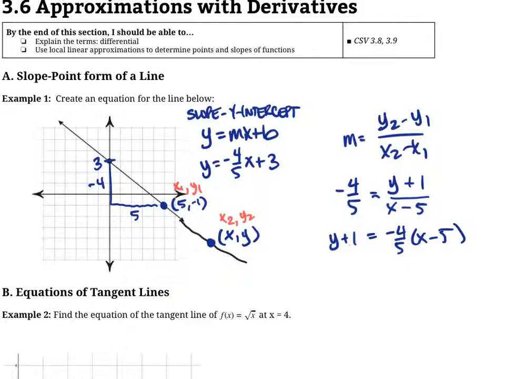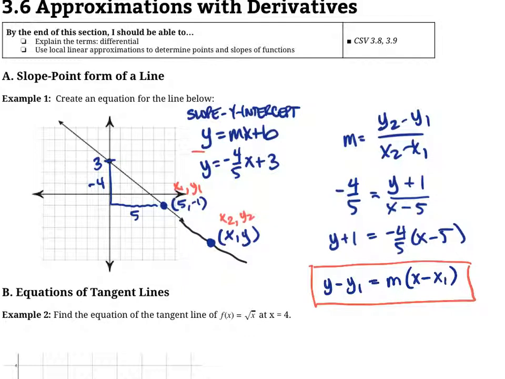Sometimes you see people will move the 1 to the other side or whatever, but essentially the general form of this type of line, this type of equation, is like this. It's y minus y1 equals m (x minus x1). So this is just another general equation of a line, just like y equals mx plus b is. And we call this the slope point form of a line.